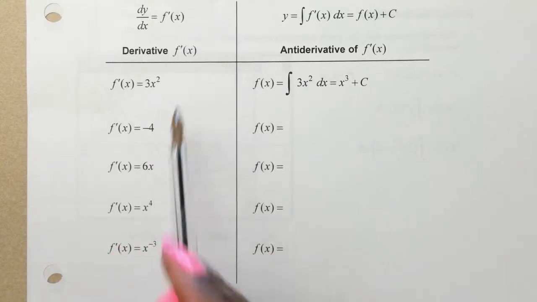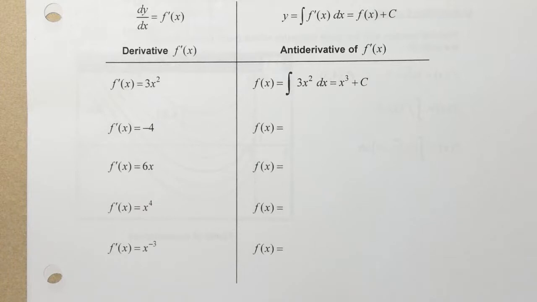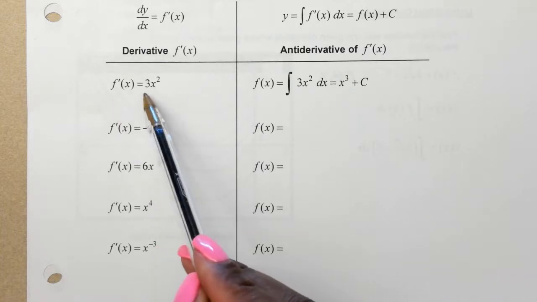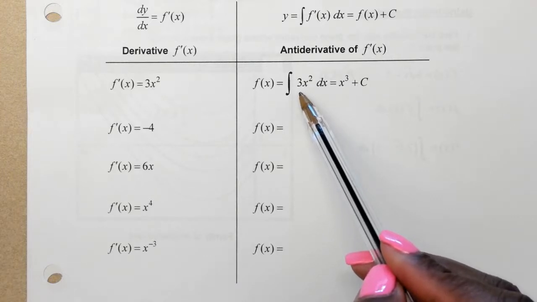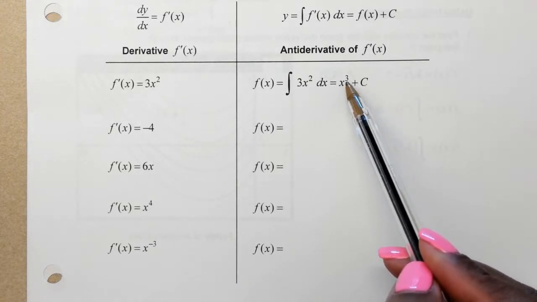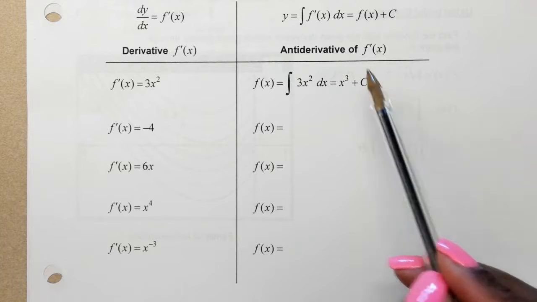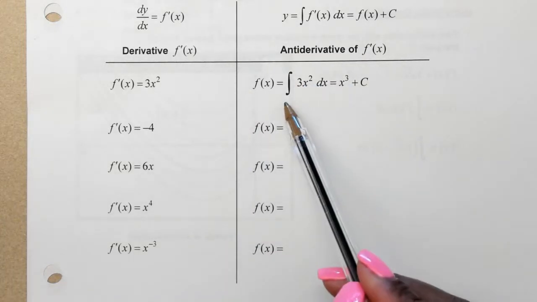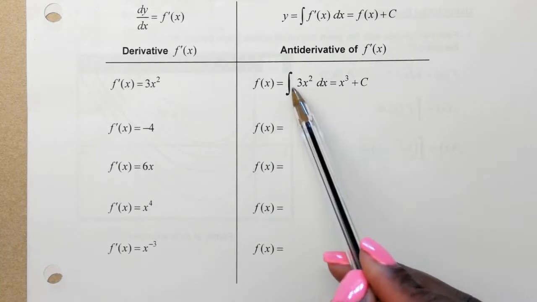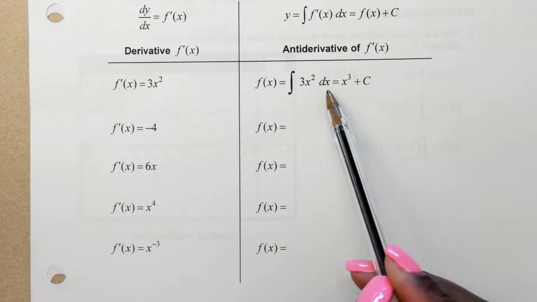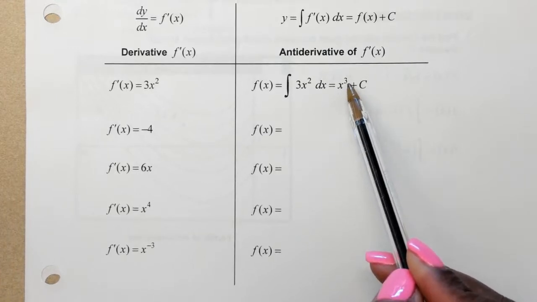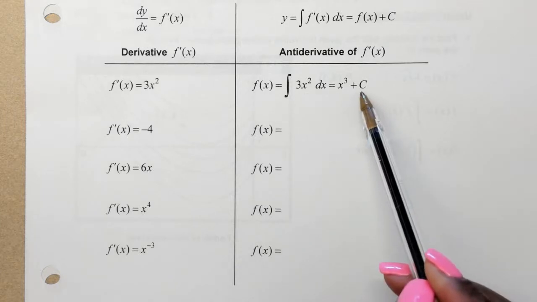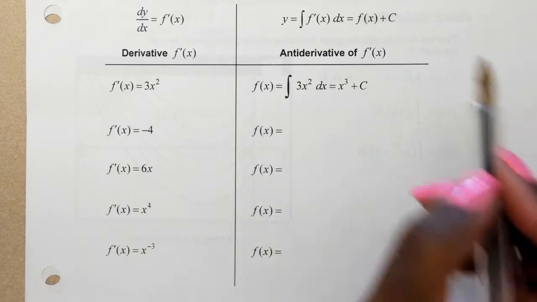So the left column is all of my derivatives. The right column, I'm trying to find the antiderivative, so the original function. So if I have a derivative of 3x squared, my antiderivative is x cubed plus c. Right? So the way that we write that we're finding the antiderivative is the integral sign of the derivative in terms of x, so dx. And the answer would be x cubed, because if we take the derivative of x cubed, we get 3x squared, plus our constant c.